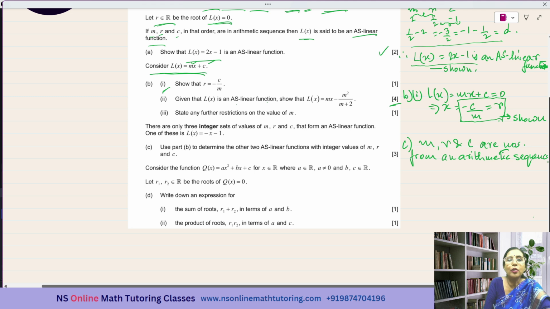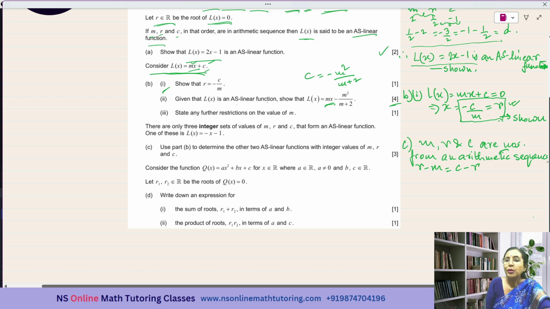See, L of x equal to mx plus c. So mx is staying. The only thing that we have to do is prove that c is equal to negative m squared over m plus 2. Okay. So we have already seen that r is equal to negative c over m. Okay. We know that r minus m is equal to c minus r.